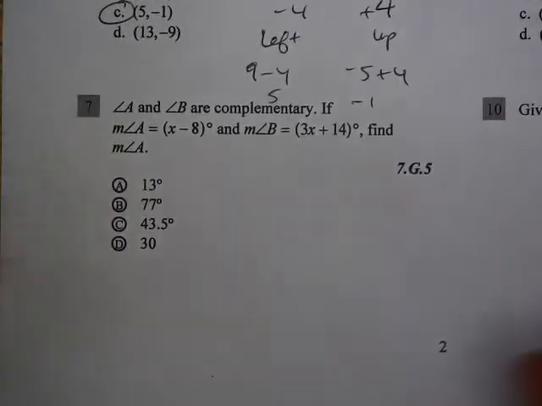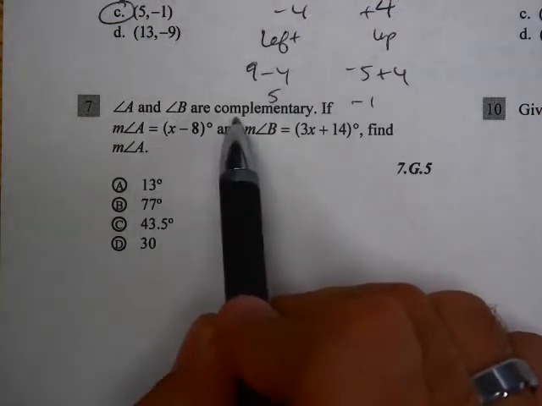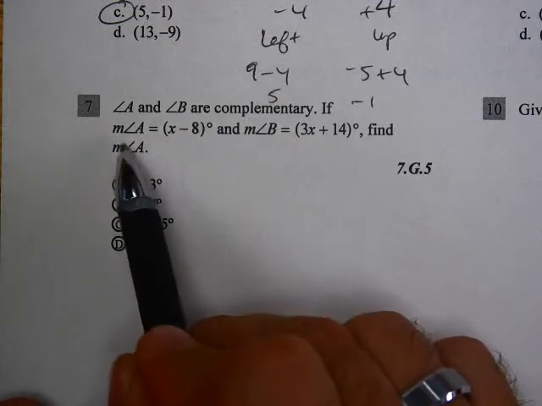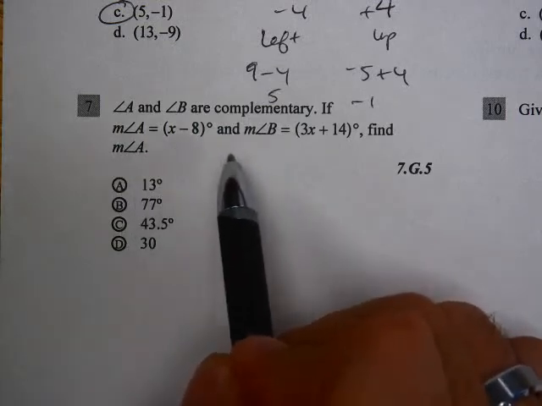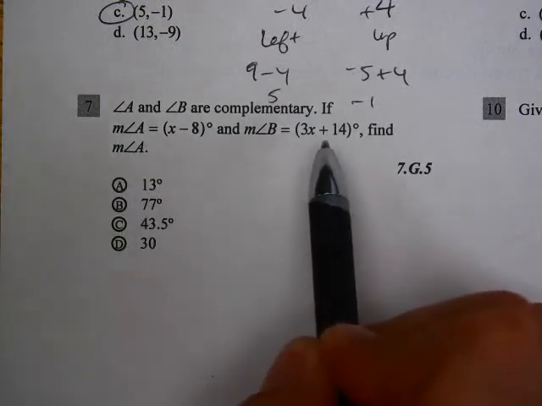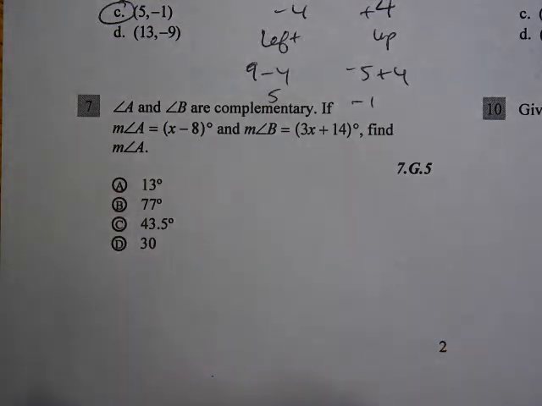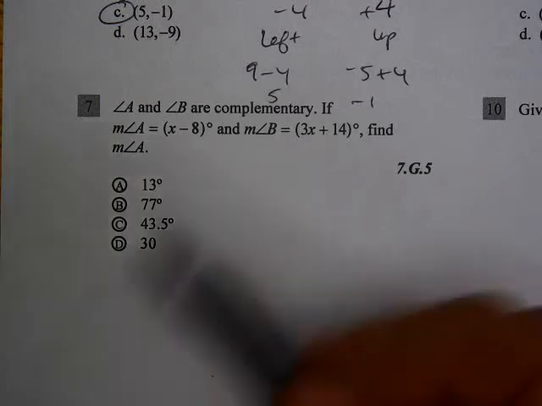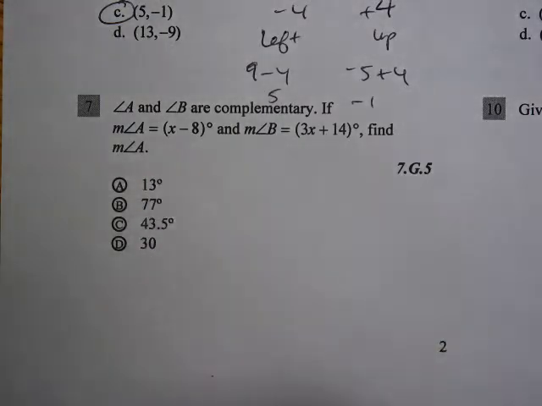Number 7 deals with complementary angles. Angle A and angle B are complementary. If the measure of angle A equals x minus 8 degrees, and the measure of angle B equals 3x plus 14 degrees, find the measure of angle A. Notice they didn't say find x, they said find the measure of the angle. The answer, like these, has to be in degrees.